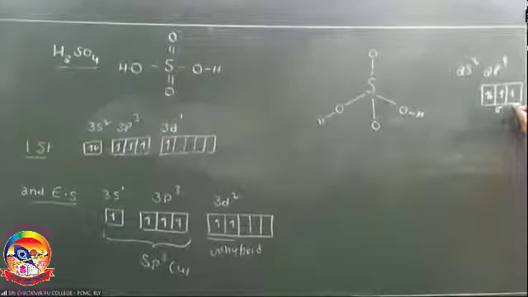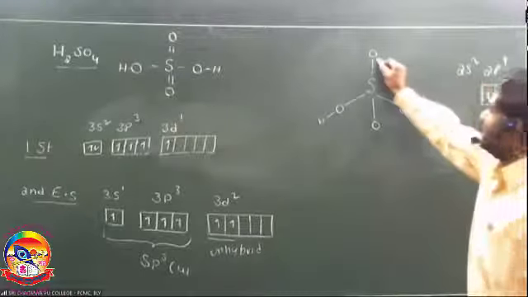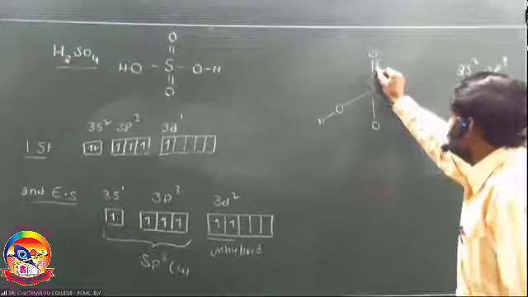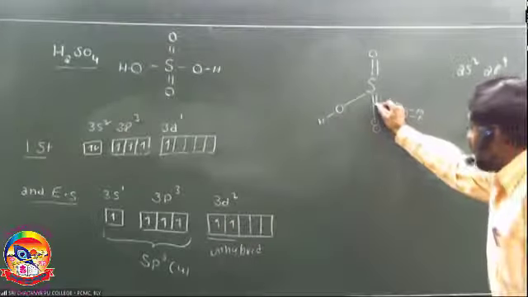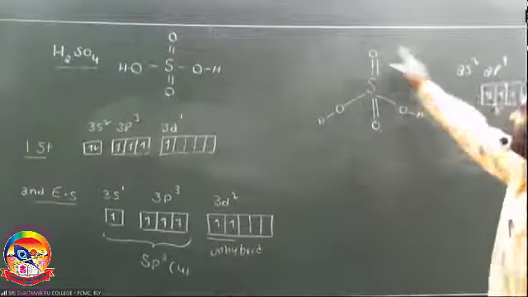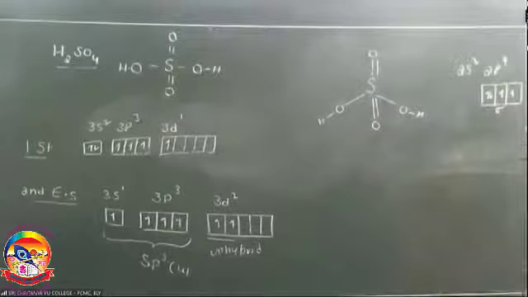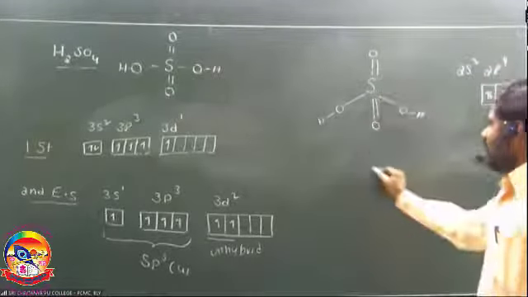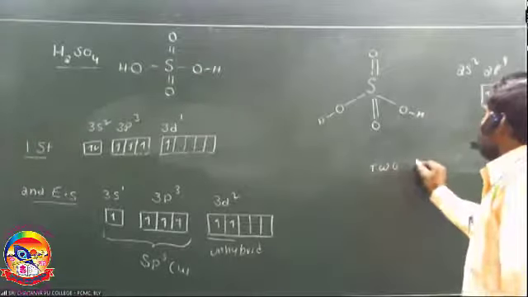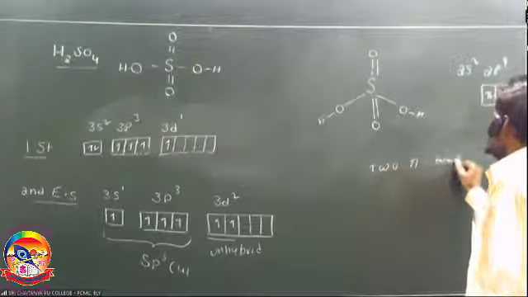The unhybrid half-filled d orbital of sulfur is laterally overlapped with the half-filled p orbital of oxygen, so it forms a pi bond. It forms one pi bond, and another pi bond with another oxygen. So this is the structure of sulfuric acid. How many pi bonds does sulfuric acid contain? It has 2 pi bonds.